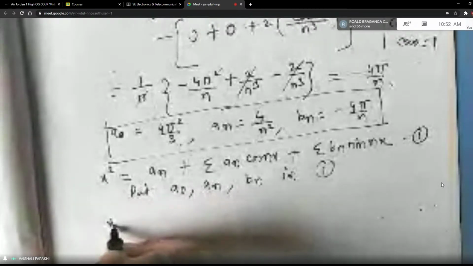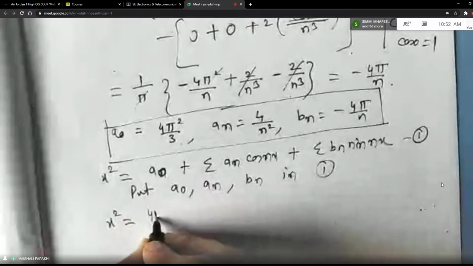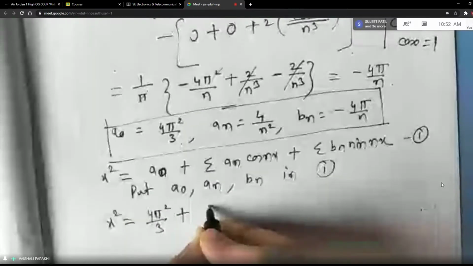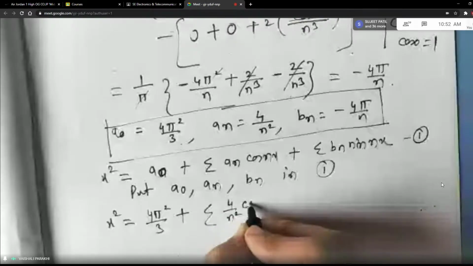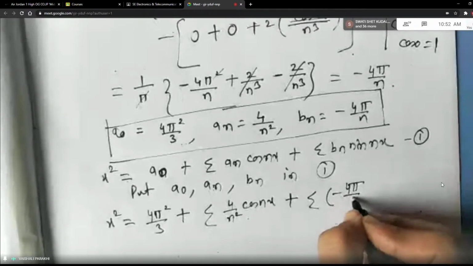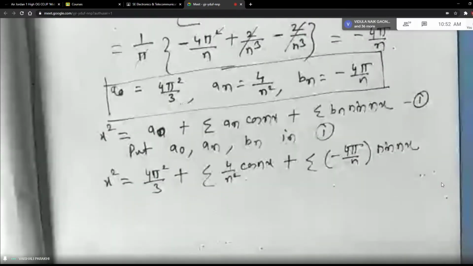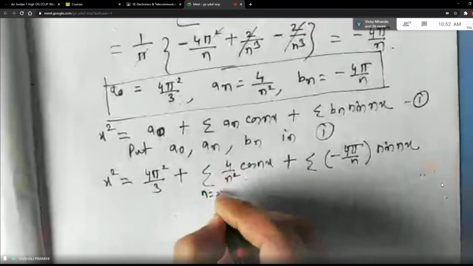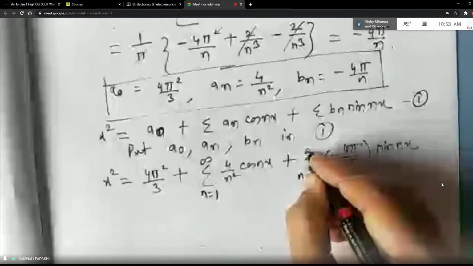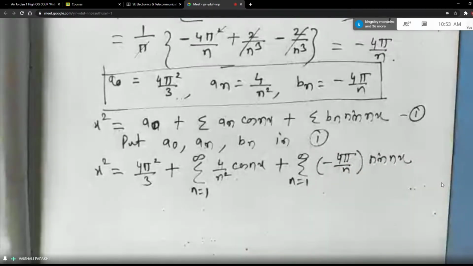So see what happens. x square is equal to, the first term is a naught, 4 pi square by 3, plus summation 4 by n square cos nx plus summation minus 4 by n sin nx. And definitely n is from 1 to infinity. Any doubt, students? Are you all understanding? I'm just replacing a naught, an and bn by these terms in the main Fourier series formula.